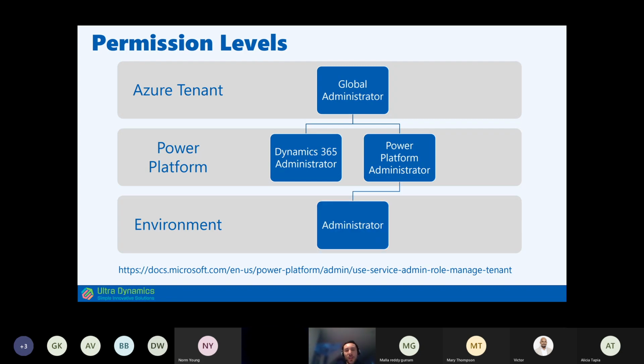And then we move into the environments. So on the environments, again, if you don't have any of the 3 roles at the top, in the environments, you can have either an administrator or a maker. So if you're an administrator, you can manage most of the things within that environment. If you're a maker, you get fewer permissions, but you're able to create and configure apps within that environment. So these are the permissions tree at a high level.